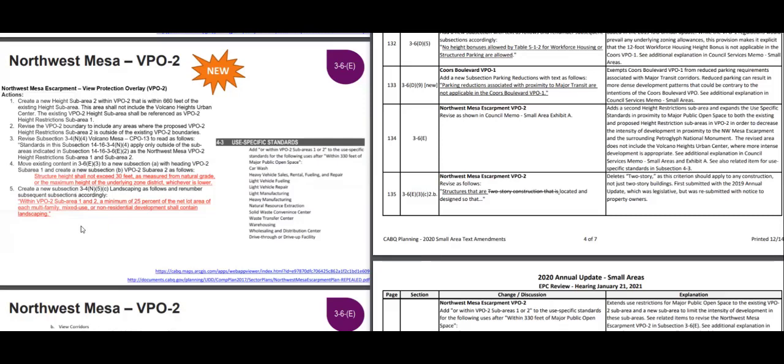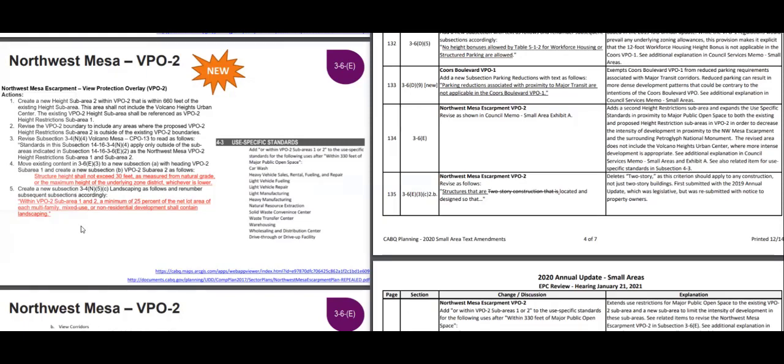follows. Standards in the subsection 14.16.3.4N apply only outside the sub-areas indicated in subsection 14.16.3.6E2 as the Northwest Mesa VPO2 height restriction sub-area 1 and sub-area 2. Move the existing content in 3.6E3 to a new subsection A with the heading VPO2 sub-area 1 and create a new subsection B that reads VPO2 sub-area. Structure height shall not exceed 30 feet as measured from natural grade or the maximum height of the underlying zone district, whichever is lower.